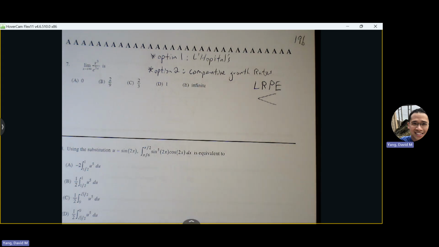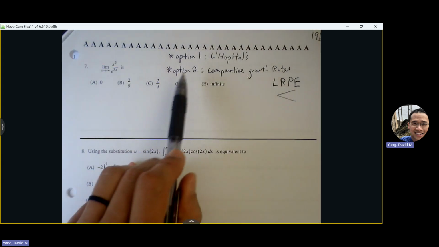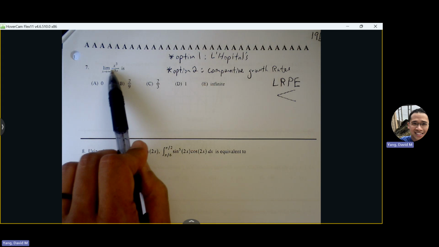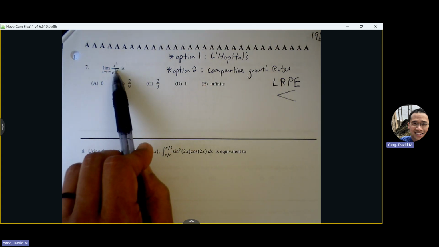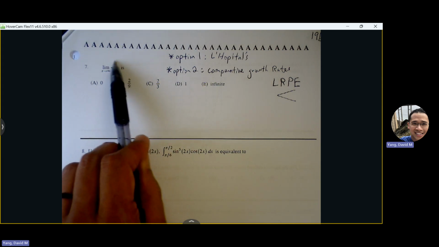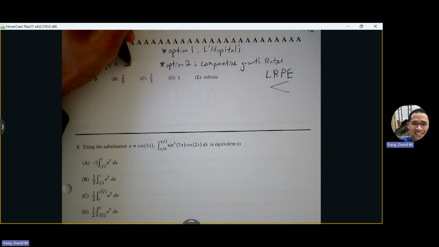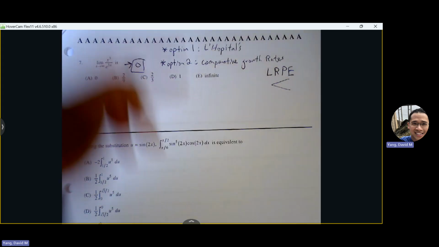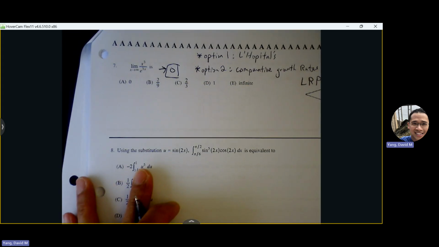If the larger growing function is on top, then the fraction is getting larger towards infinity. But if the larger growing function is below, then that fraction is getting smaller towards 0. So in this case, e to the 3x, that's an exponential. Exponential is growing at a faster rate than a polynomial. So as we approach infinity, this is going to grow much faster than x cubed, and so this is going to approach 0. So that's the faster way of doing it using comparative growth rates, if you can see it.